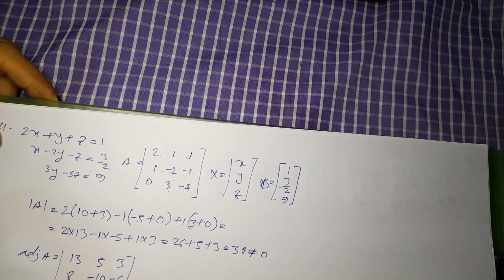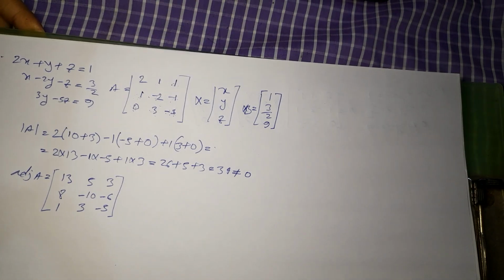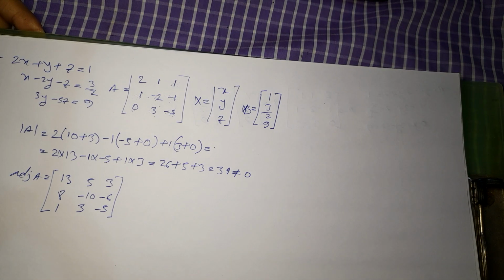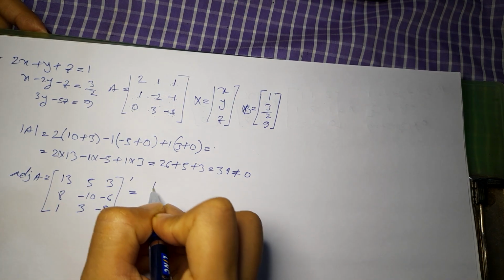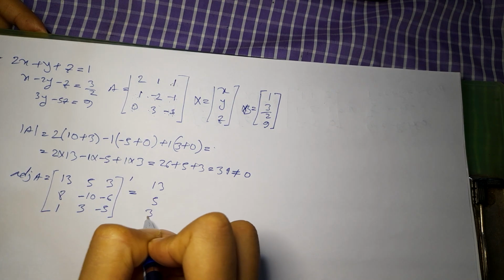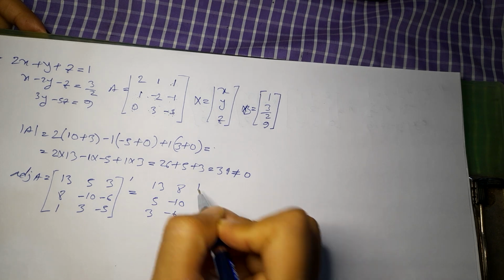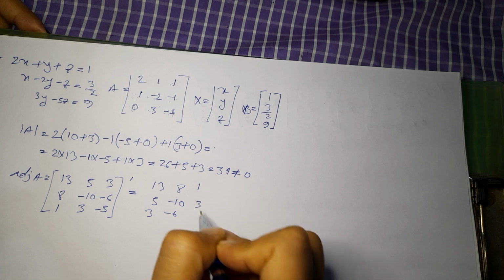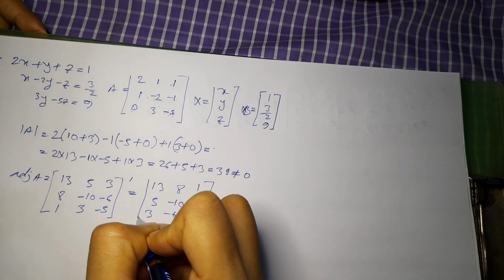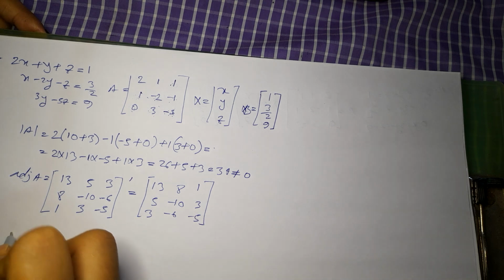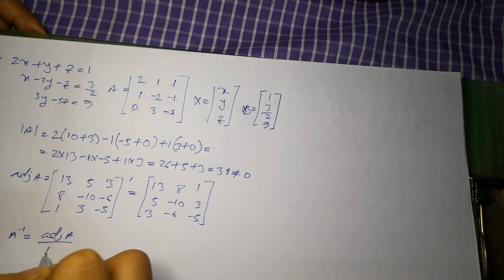Since we are finding the adjoint, we have to take the transpose, so the rows will become columns. So 13, 5, 3, 8, minus 10, minus 6, 1, 3, minus 5. The rows will become columns. Now we got the adjoint. Now we need A inverse. So A inverse is equal to the adjoint of A divided by the determinant of A.